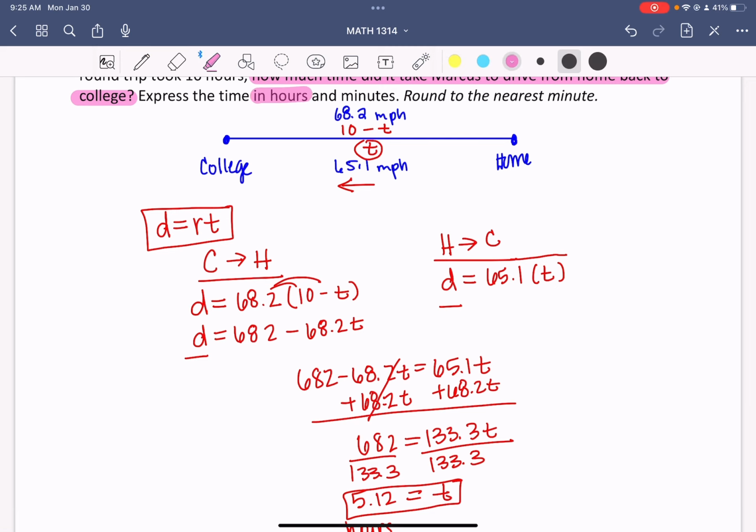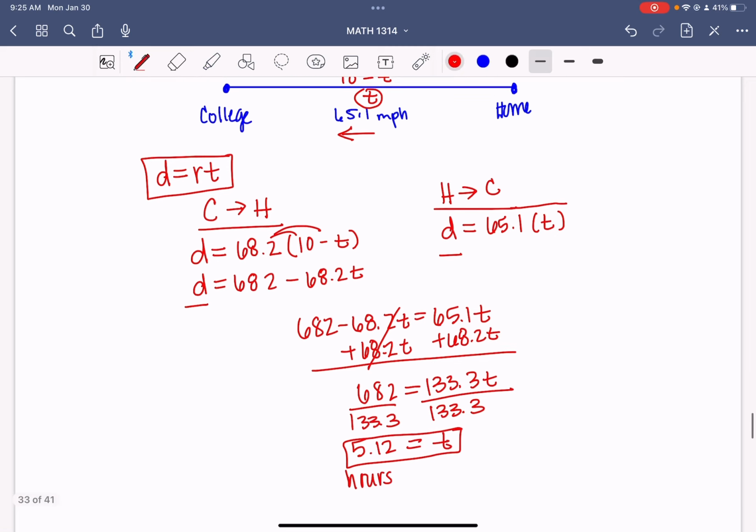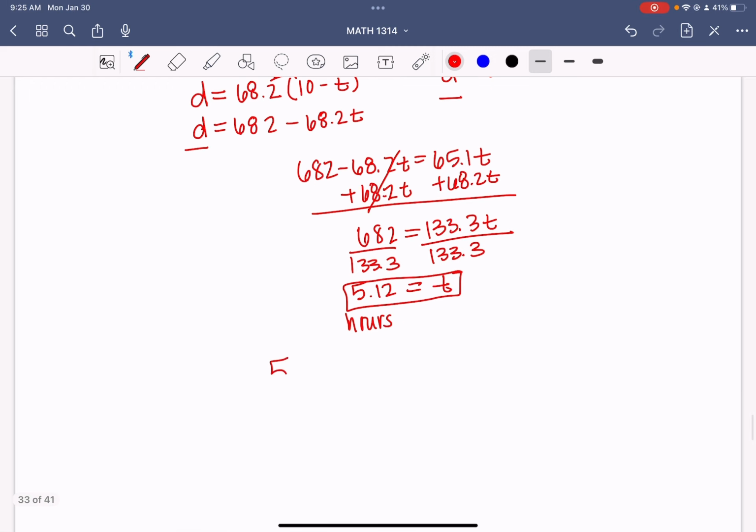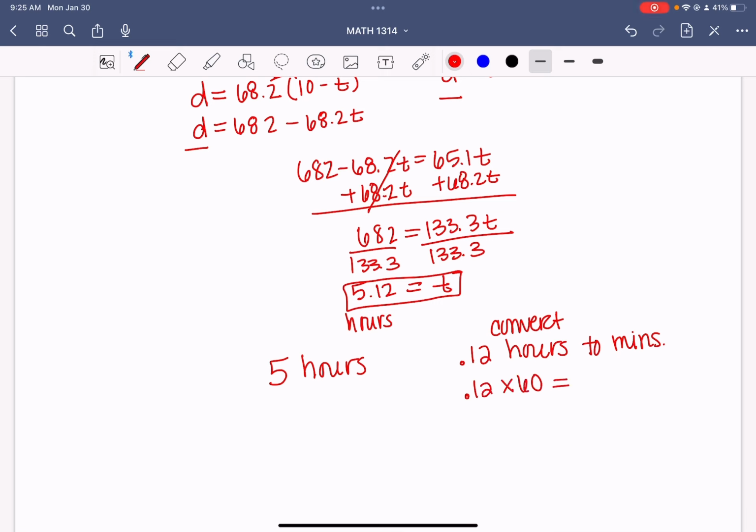It asked for us to find the time in hours and minutes, so we're going to have to do a conversion here. We know that it took 5 hours. We need to figure out what 0.12 hours is in terms of minutes, so we're going to convert this to minutes. That would be 0.12 times 60 minutes in an hour. That gives me 7.2 minutes. So how long did it take him to get from home to college? 5 hours and 7.2 minutes.